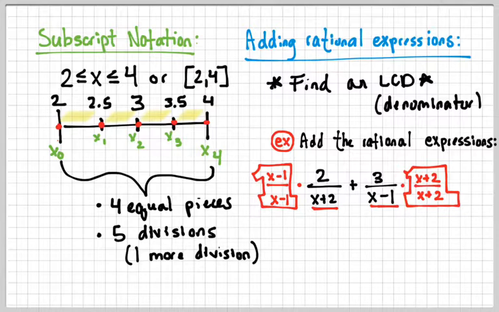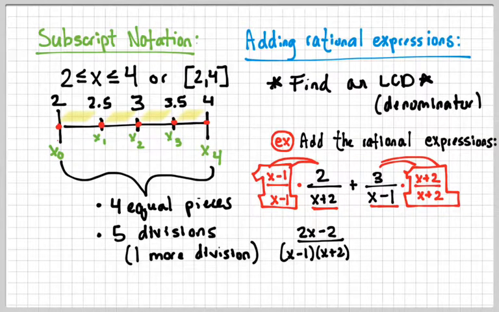Now we can go ahead, by doing this, we're going to multiply across on both of these. So distribute the 2 and distribute the 3. Leave the denominators the same. So we'll get 2x minus 2 over x minus 1 times x plus 2, plus 3x plus 6 over x minus 1 times x plus 2.